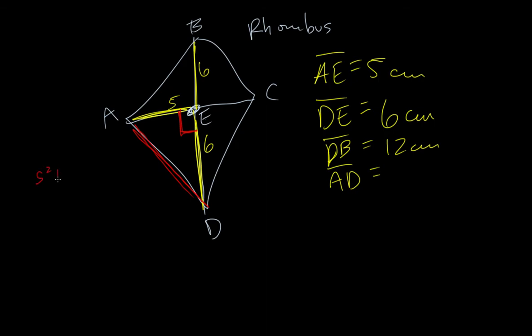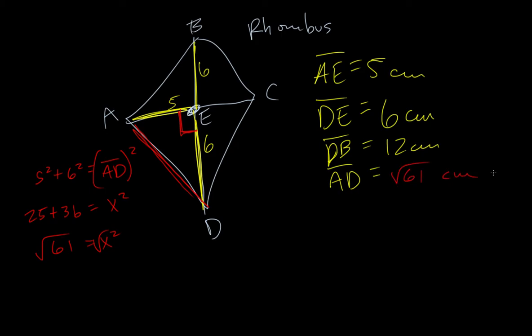So we can say 5 squared plus 6 squared equals AD squared. So we get 25 plus 36, and I'm just going to change that to an x. If I add these, 61 equals x squared, and then just square root both sides. If you want to plug it into a calculator, go for it, but it's just the square root of 61 centimeters. Okay?